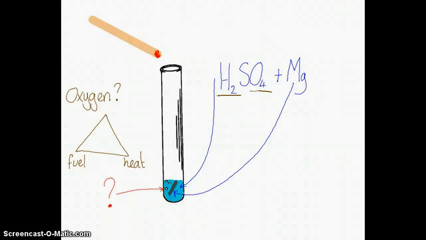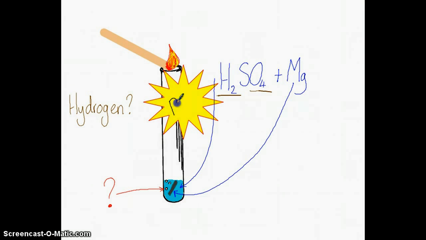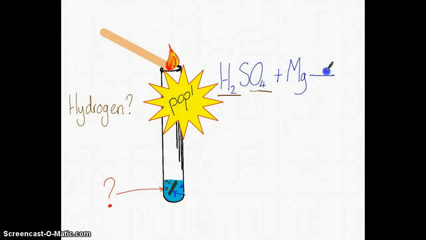So what's the test for hydrogen? Well, hydrogen is an extremely flammable gas. So if I relight my splint and bring it to the top of the test tube, then if it's hydrogen, the very distinctive pop sound will give it away. Yes, definitely hydrogen in this tube. So in the tube, we started with molecules of sulfuric acid and molecules of magnesium. Now the hydrogen has separated. So when we write the products of this chemical reaction, we write the hydrogen separately.